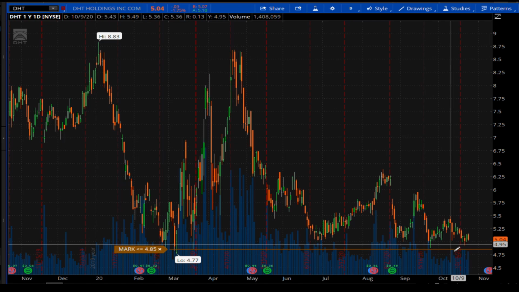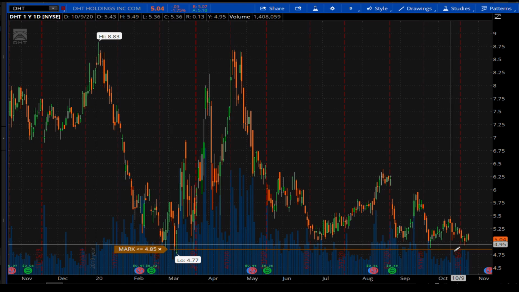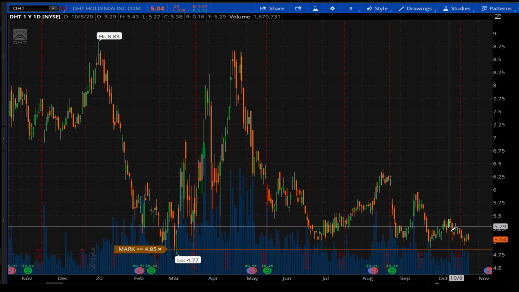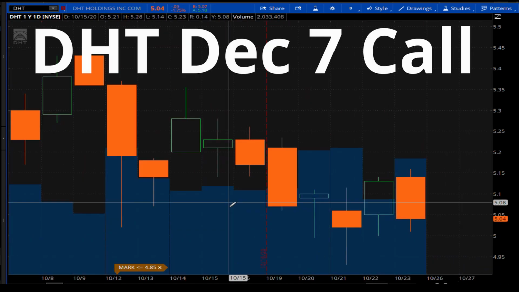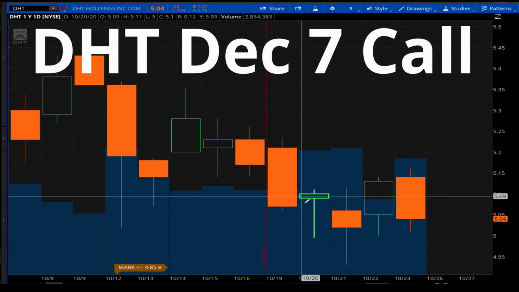So this is where open interest can help us with our forensic science of what these guys are doing. Normally they're trying to hide their positions, so they try to sneak around without us knowing what they're doing. But there's a big order last week in DHT December 7 calls. Question is what were these guys doing? Are they getting long the stock by buying call options, or are they taking profits?